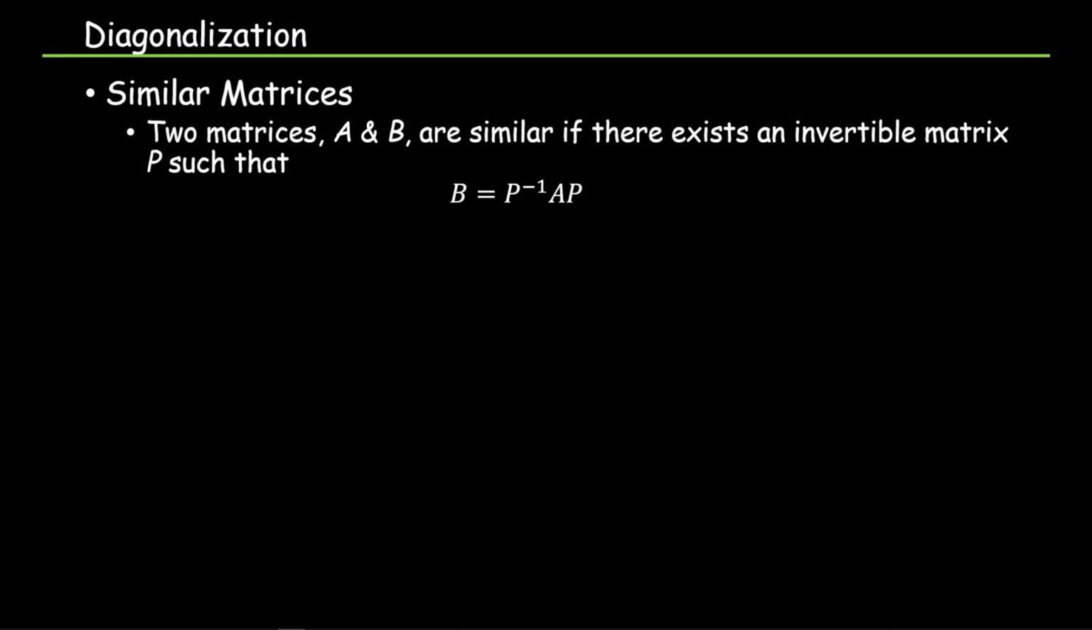So if we're given two matrices, A and B, and both matrices are similar to each other, that means there exists an invertible matrix, which we're going to call P, such that matrix B equals the inverse of P times A times P. Now that we have that definition of a similar matrix, some mathematicians proposed a question with this definition.